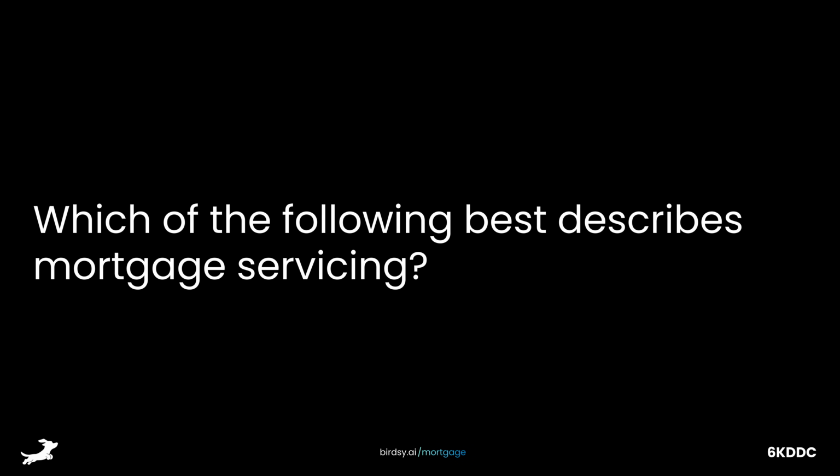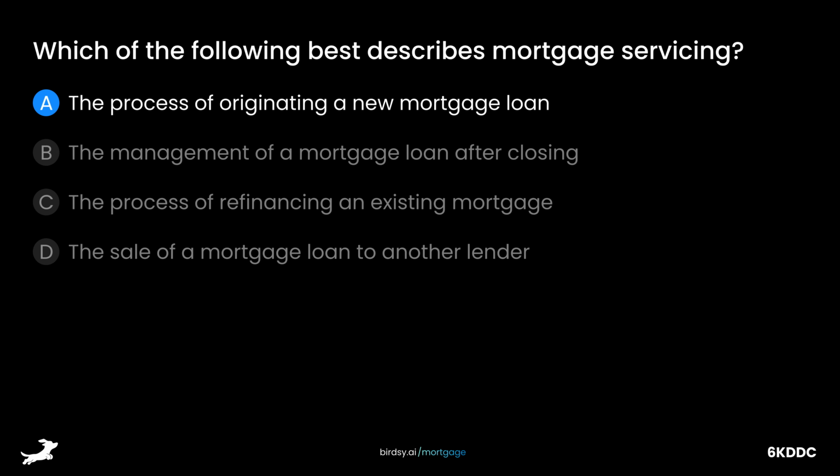Which of the following best describes mortgage servicing? Is it A, the process of originating a new mortgage loan? B, the management of a mortgage loan after closing? C, the process of refinancing an existing mortgage? Or D, the sale of a mortgage loan to another lender? The answer is B, the management of a mortgage loan after closing.